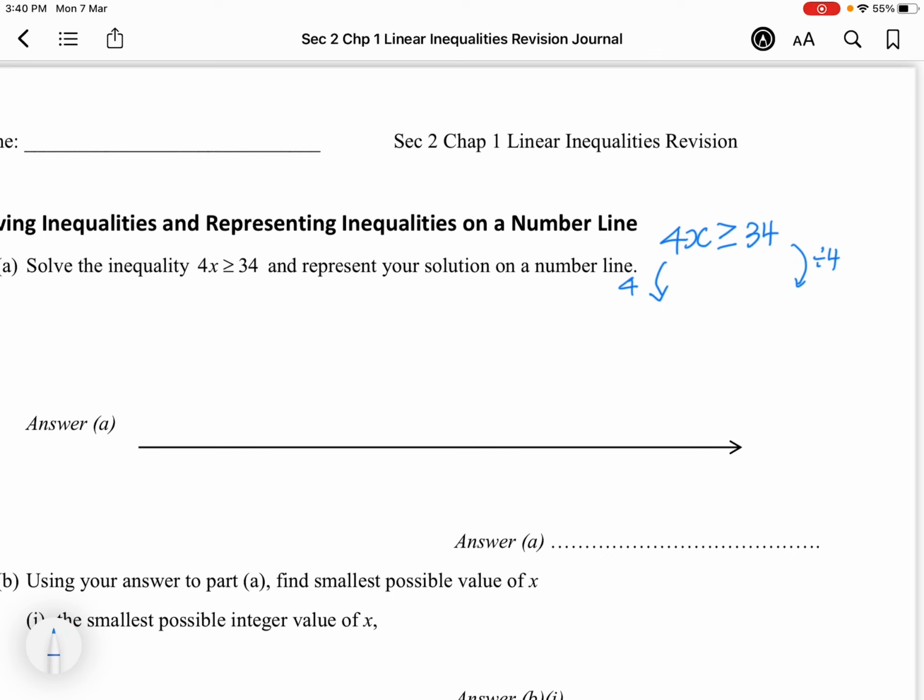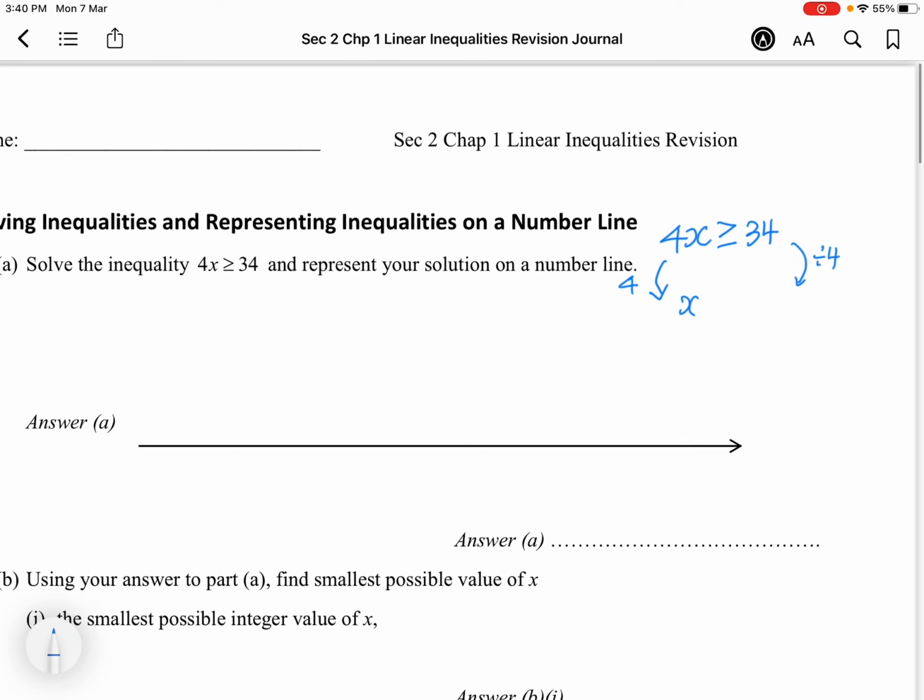Notice that we are dividing by a positive number, so there is no change in the direction of the inequality symbol. So now we have 34 divided by 4, and that gives me the number 8.5. Okay, when I want to solve this inequality, I'm writing the whole thing over here as my solution. Not just 8.5, the whole thing over there is the solution. And how do we represent this number on a number line?